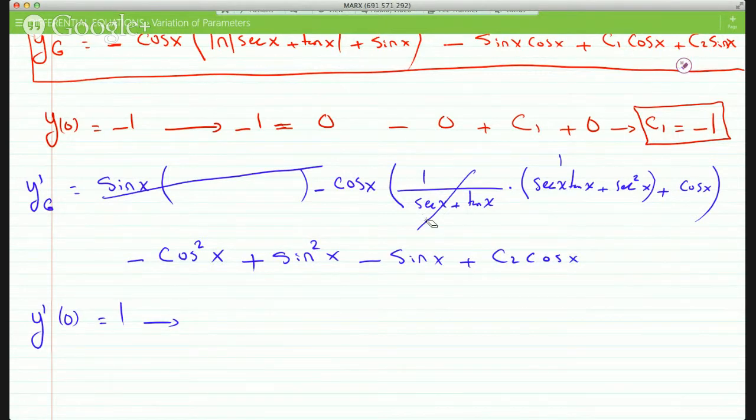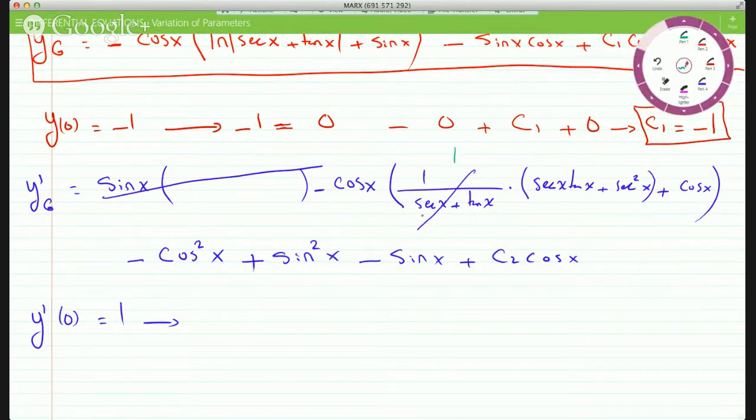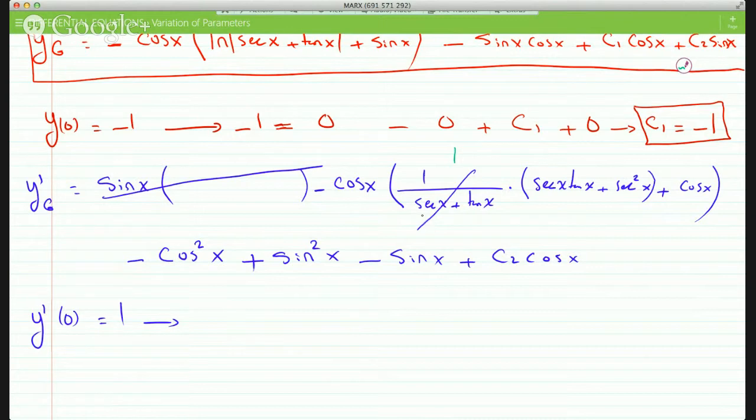So let me write this in a different color. So this is 1 because secant 0 is 1. And this here is 1. And this here is 1. So 1 plus 1 is 2 times 1 is 2. 2 plus cosine 0, which is 1, is 3. So this guy here is 3. And cosine 0 is 1, so that's minus 3. So this whole thing gets me minus 3.